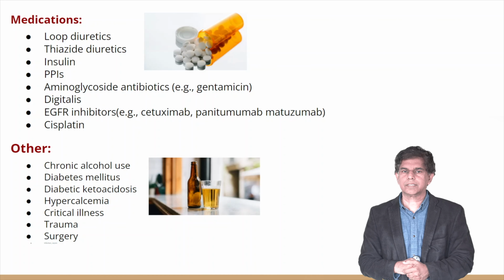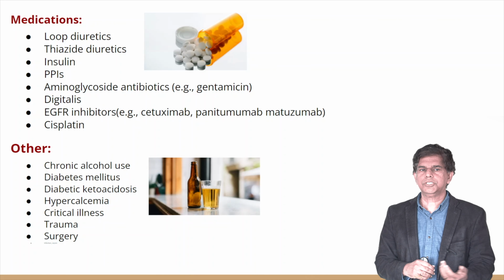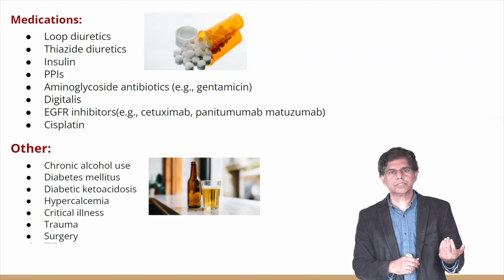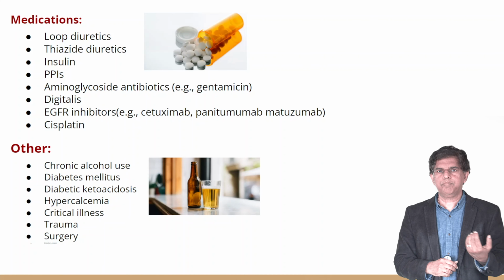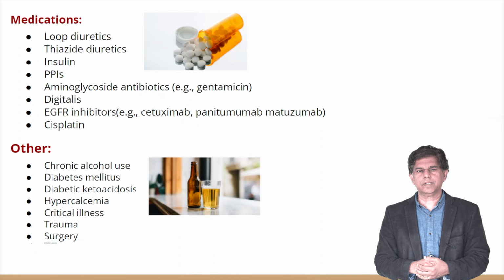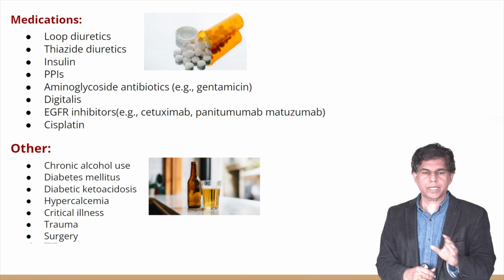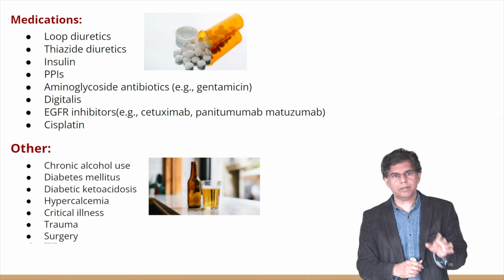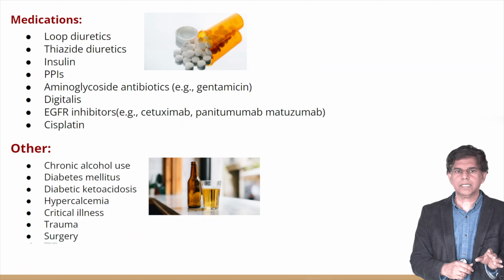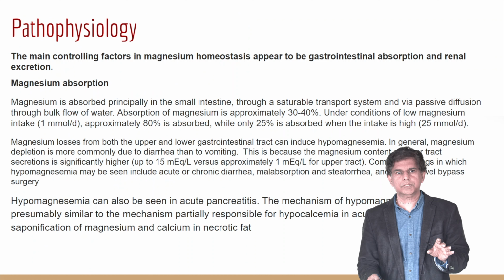Aminoglycoside antibiotics, for example gentamicin, even digitalis, and EGFR inhibitors like cetuximab and panitumumab, and cisplatin can also cause it. And others: alcohol use, where like 80% of them can have hypomagnesemia, diabetes, diabetic ketoacidosis, hypercalcemia, critical illness, surgery, trauma, all of this could cause it.